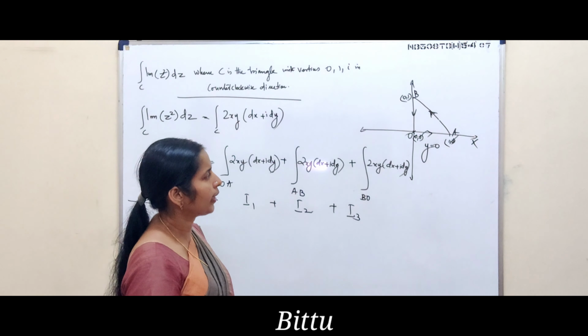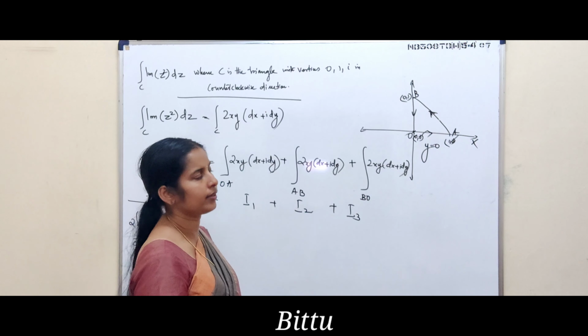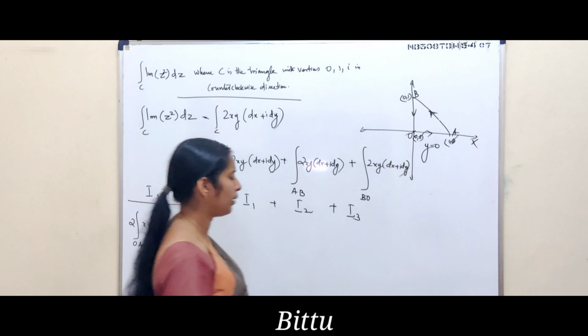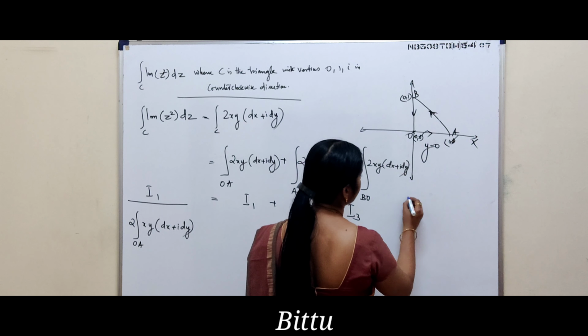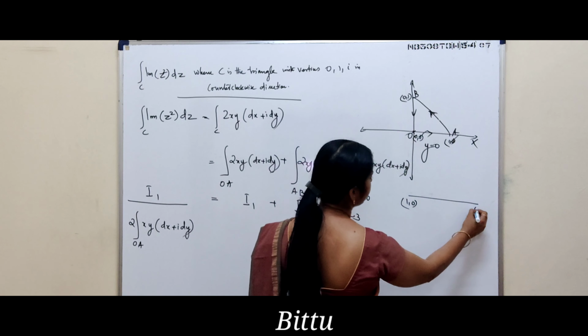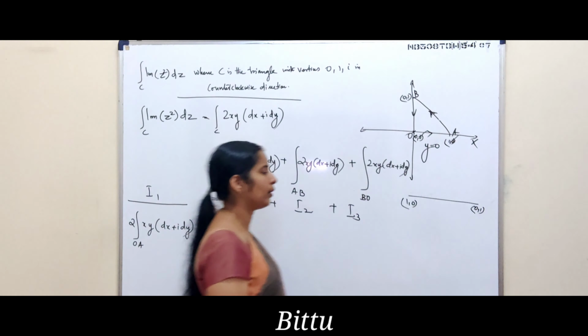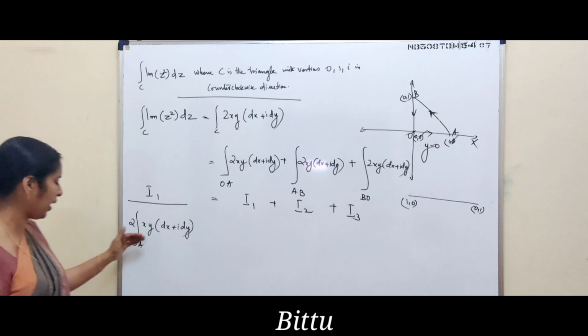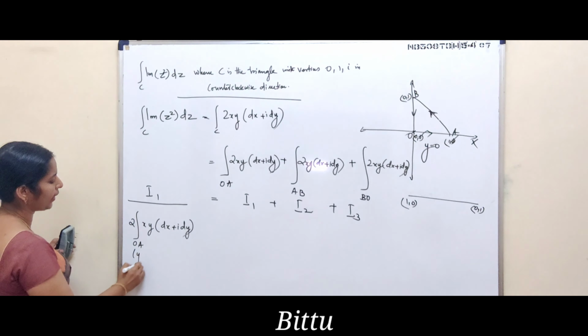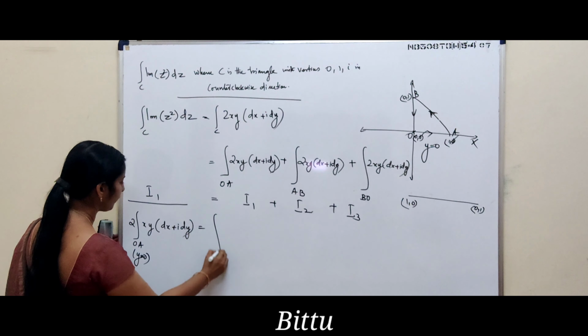Then, how to write the equation of AB? AB is a straight line joining 2 points (1, 0) and (0, 1). We have to write this equation while evaluating I2. So next we have to evaluate I1. OA is y equal to 0. So when you put y equal to 0, this integral will be 0. So I1 is 0.